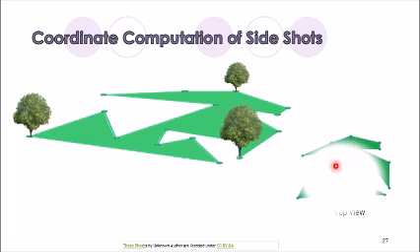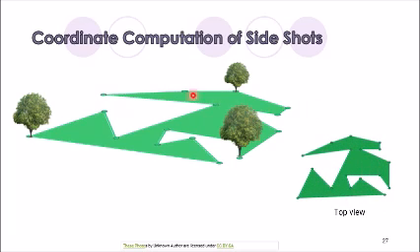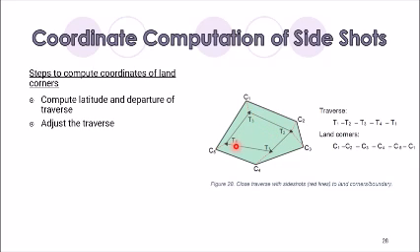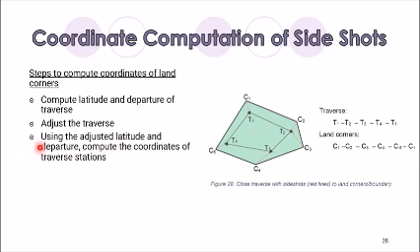Here I just want to show the top view of this parcel of land. So how to compute the coordinates of the side shots or the stations? These are the suggested steps. First, you have to compute the latitude and departure of the traverse, T1, T2, T3, and T4. Then adjust the traverse, just the closed traverse. You have to adjust only the closed traverse.